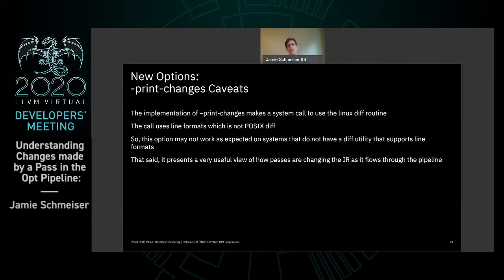The implementation of print changes relies on the availability of a Linux diff utility that supports line format commands. Unfortunately, I don't think that this is POSIX compliant and may not be available on all systems. Without this support, it will not work as expected. That said, it is still a very useful tool for understanding changes to the IR as it flows through the pipeline.